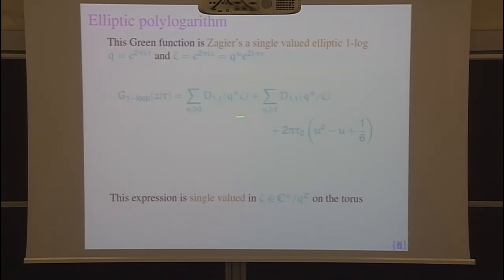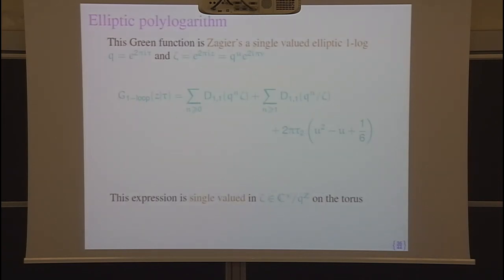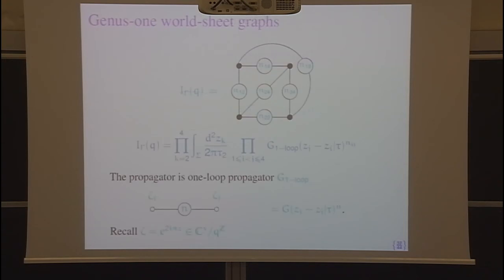The thing that is nice is that this is just the elliptic version of the D11, the single-valued log that Zagier had introduced. And the fact that you can write this object this way was actually done by Zagier in his paper a long time ago. So okay, let me look at what you get.